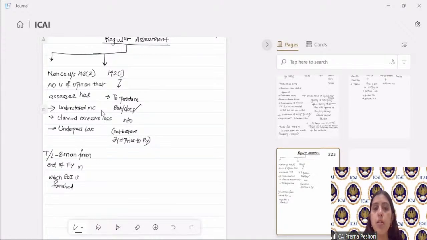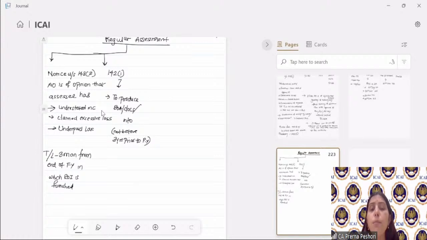Correct? So if you have handled assessment at any point in time, you will see that the AO sends a long questionnaire list. Submit your capital account, submit your balance sheet, P&L, your TDS, TCS certificates. That comes under 142(1), because under that only the AO will ask for the information.